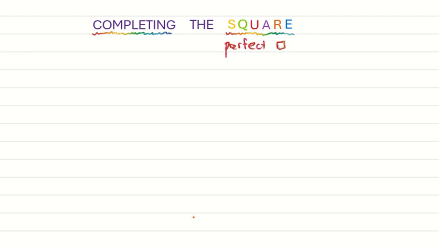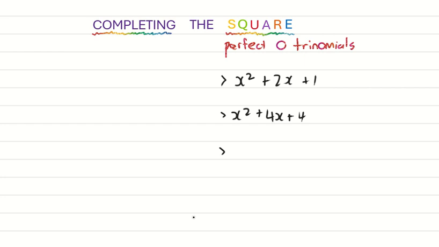Okay, I'm just going to draw a square. Perfect square trinomials, right? And these are trinomials, quadratic trinomials, that look a certain way. So some examples of perfect square quadratic trinomials include x squared plus 2x plus 1. That's one example. Another one is x squared plus 4x plus 4. And another one where we have a bit of a sign change is x squared minus 6x plus 9.